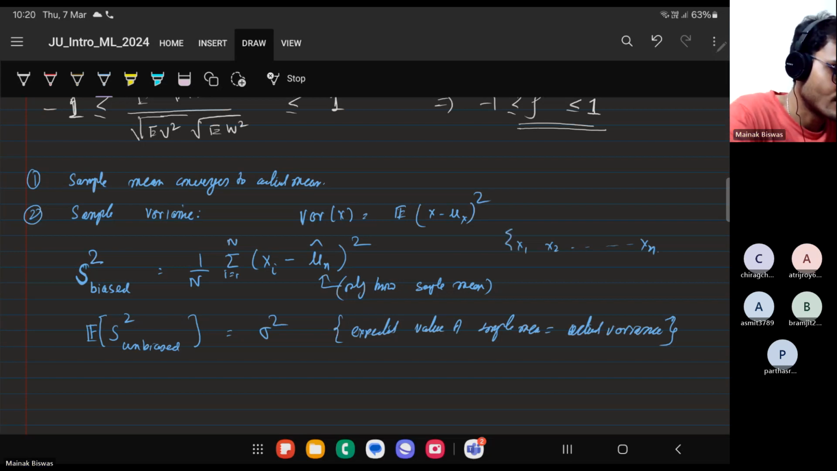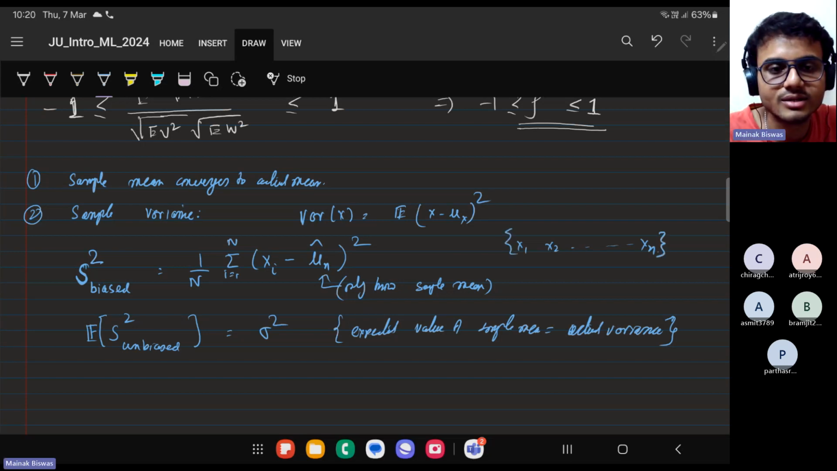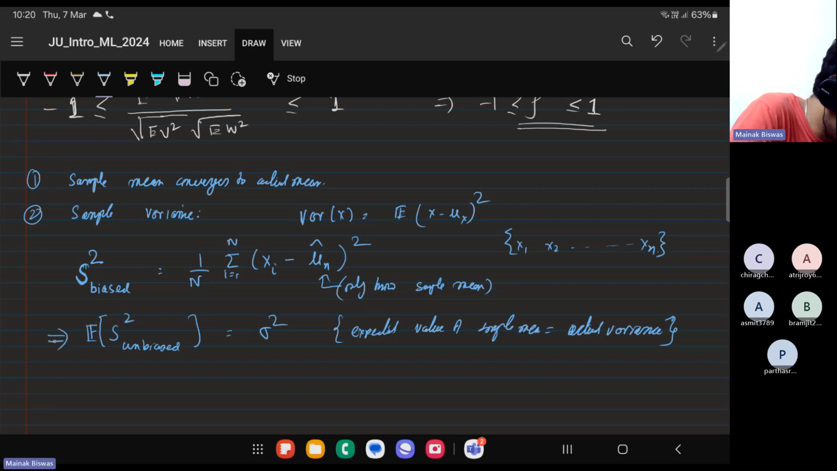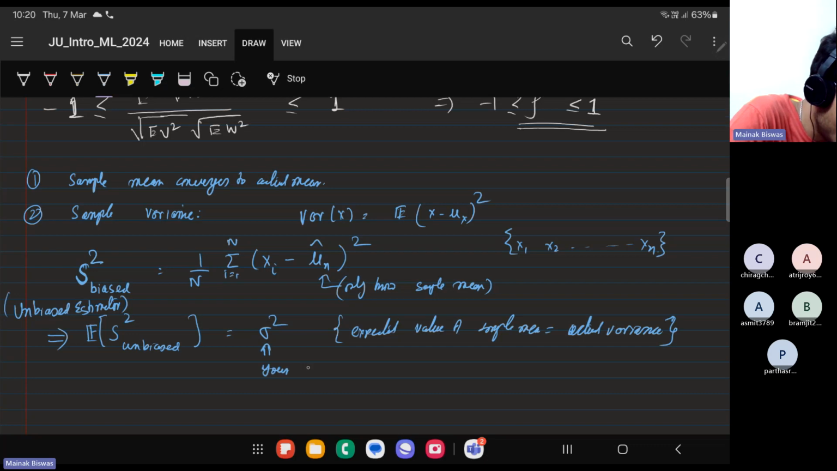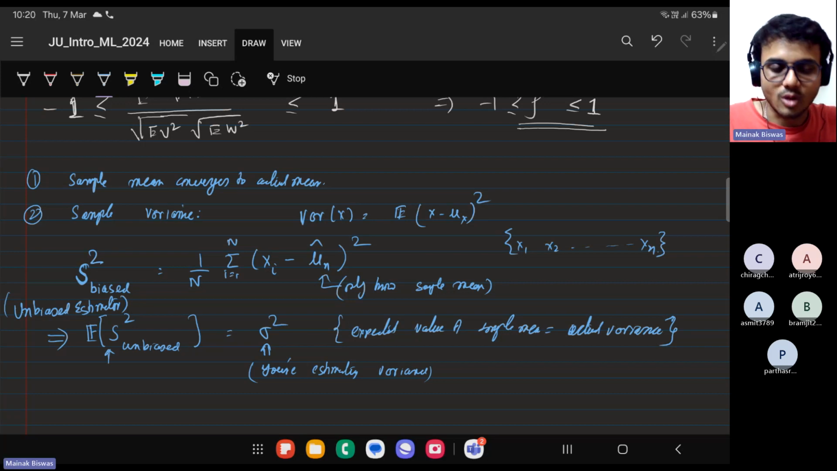I hope that is clear. This is the definition of an unbiased estimator. An unbiased estimator means the estimator's mean must be equal to the actual value you are estimating. What you are estimating over here is the variance, and S is being used to estimate it. On expectation, they should be equal. So let us see, are they equal or not?